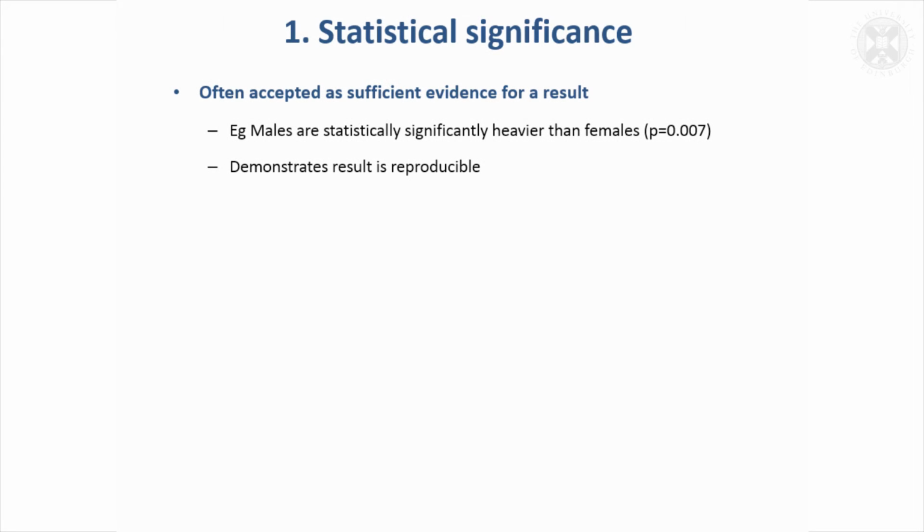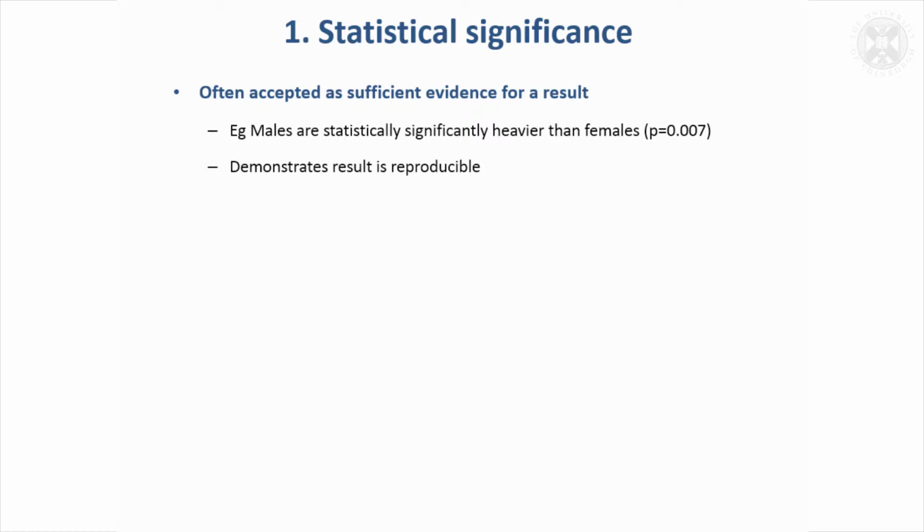The first thing that you're probably thinking about is I want to be able to get a statistically significant result at the end of my study. There's a few things, and by doing that it demonstrates that the result is reproducible. And usually, I'm sure you've all come across statistics, it's done by asking what's the probability of there being no difference between the males and females, and that's what the p-value is.